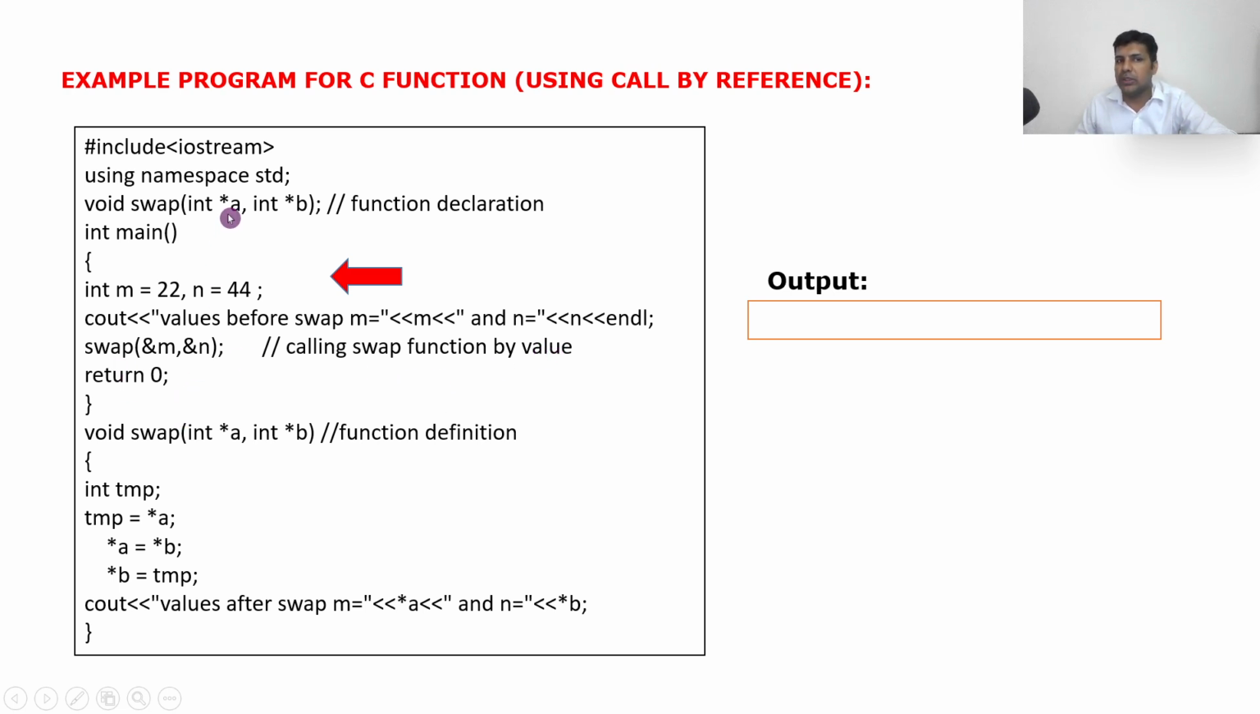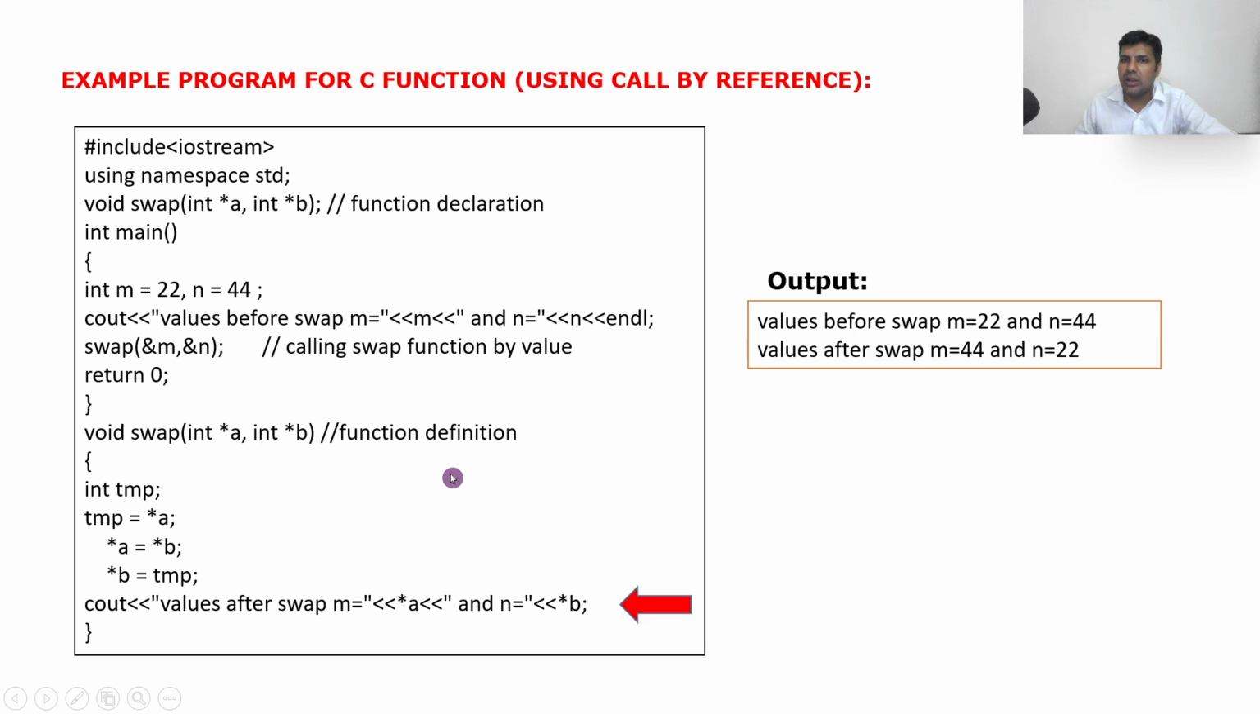Previously, we directly declared a and b. Now we are using pointers. A pointer will point towards the address of the variable, not the value of the variable. Now I am passing the address of m and n to a and b. When I am changing the values, the answer is again the same.